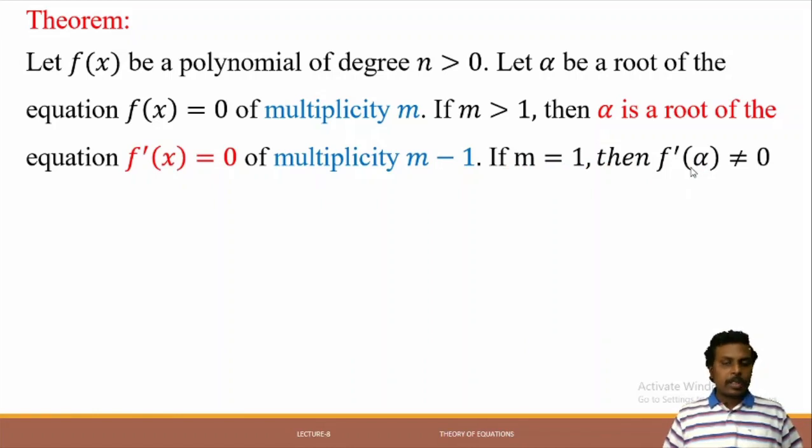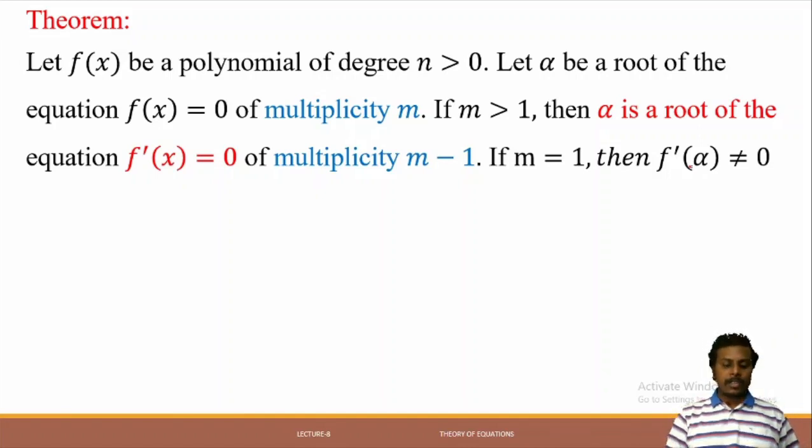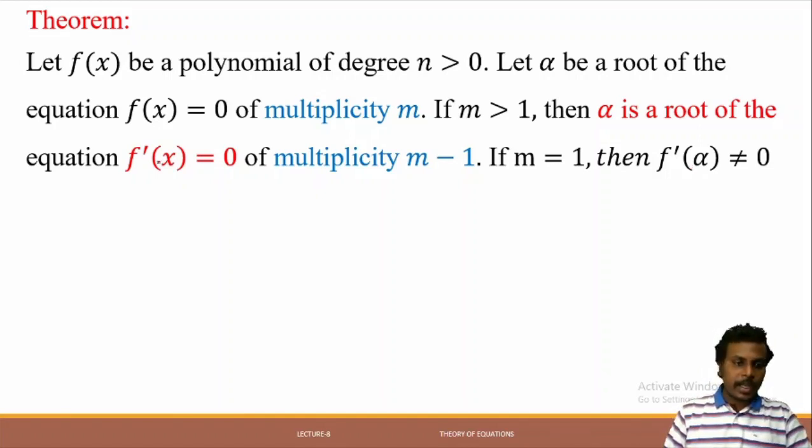That means, what is the statement telling? If alpha is a root with the multiplicity m for the equation f of x is equal to 0, then alpha is a root with multiplicity m minus 1 for the equation f dash x is equal to 0. And if m is equal to 1, then f dash alpha is not equal to 0. Let us understand with the help of an example.